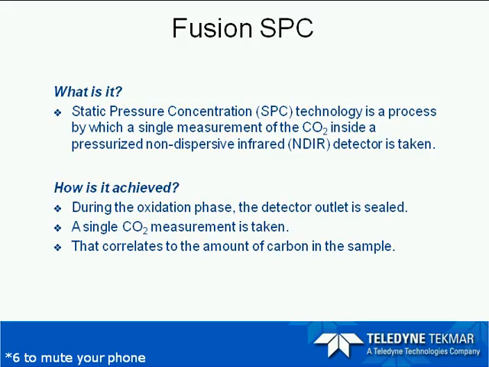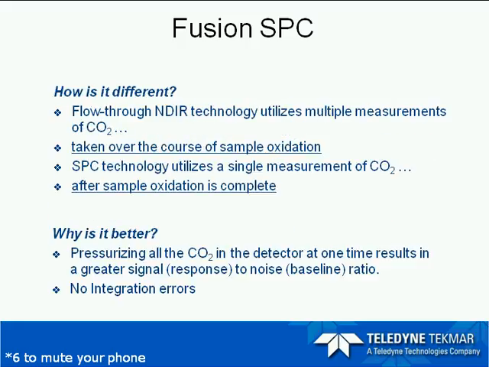How do we achieve that? Again, during the oxidation phase, the detector outlet is sealed and a single measurement is taken. After oxidation has occurred, that amount of carbon that was measured through absorbance correlates to the carbon in the sample.